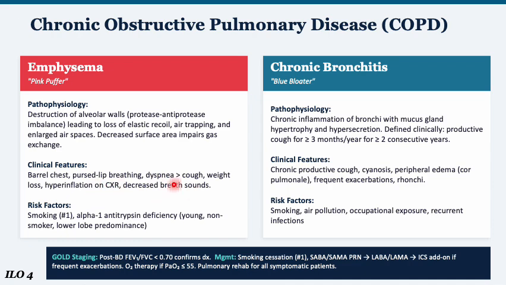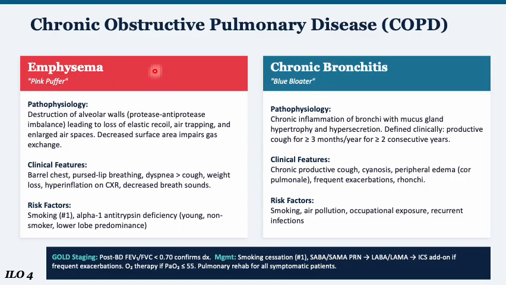They have more shortness of breath than they do cough. They can present with weight loss. On chest x-ray, it looks like hyperinflation. And then they can have decreased breath sounds when you're listening to them. Some of the risk factors for this include smoking. Also, there is an alpha-1 antitrypsin deficiency that this can also occur in, especially if the patient is young, non-smoker, and it's mainly their lower lobes.